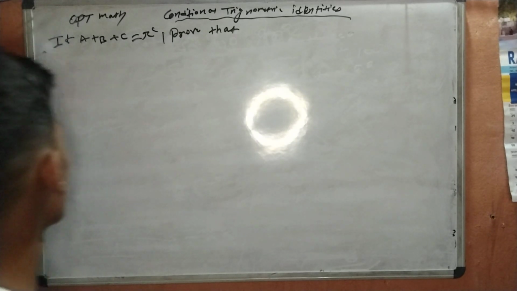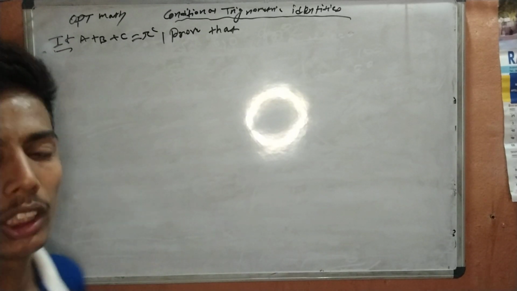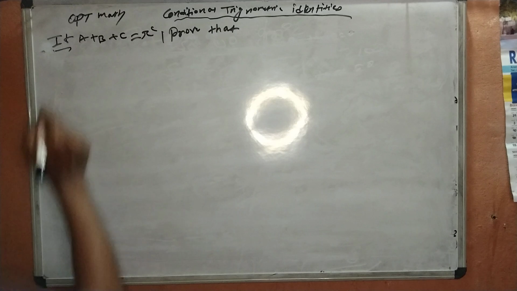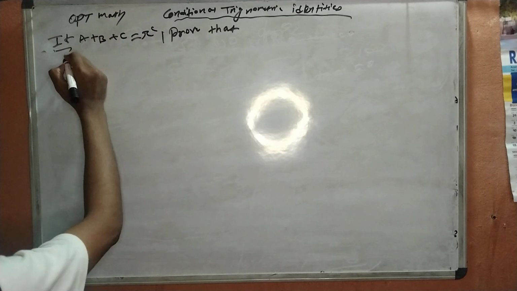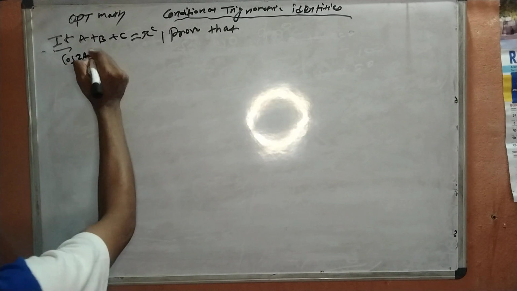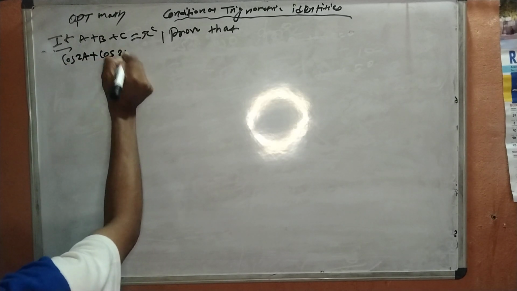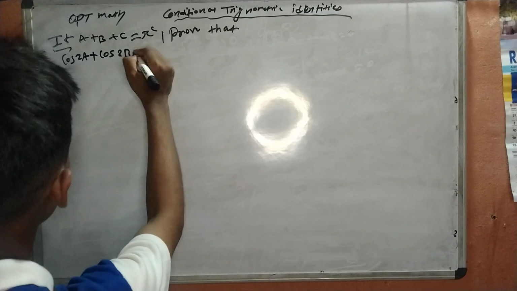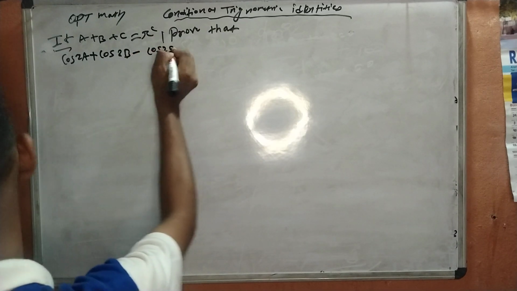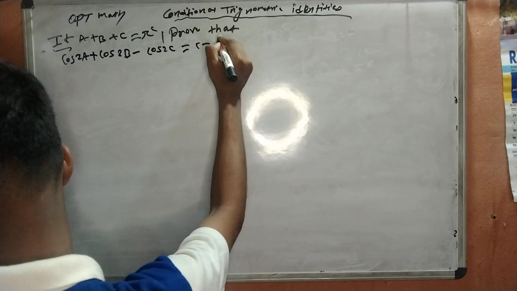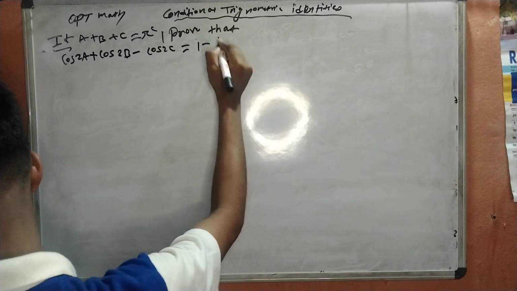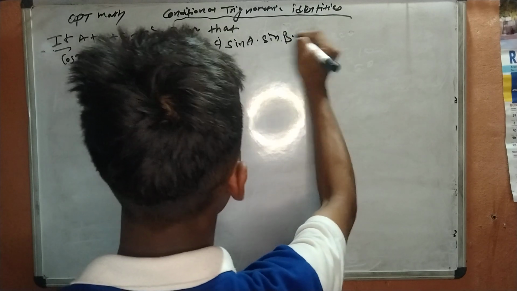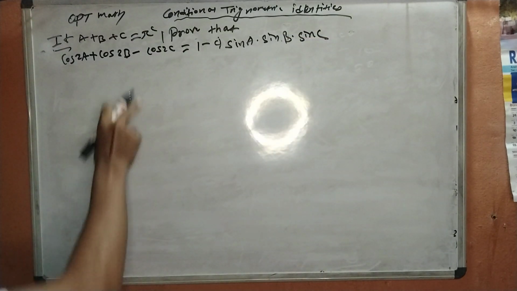As you can see, what is the question here? If A plus B plus C is equal to pi radian, prove that cos2A plus cos2B minus cos2C is equal to 1 minus 4 sin A sin B sin C. So this is the given in the question.